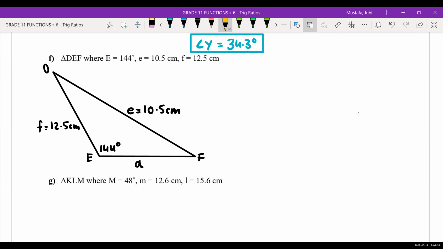All right, for question F, we have a side-side angle triangle, and we notice it's obtuse. So we are just going to be comparing E and F. Is it possible for side length E to be 10.5 centimeters, which is less than 12.5? No, it's not, because remember, angle 144 is the largest angle, which means side length E must be the largest side length. So no calculations required for this, which is wonderful. We are going to say side length E is less than side length F, therefore no triangle exists.